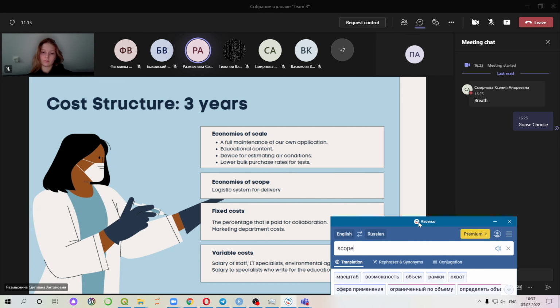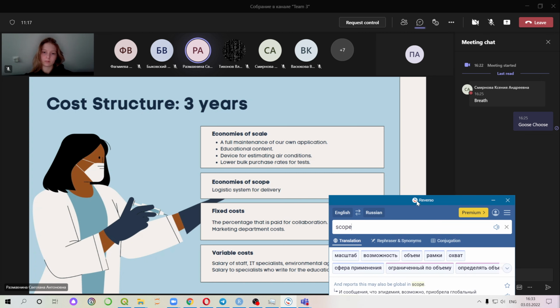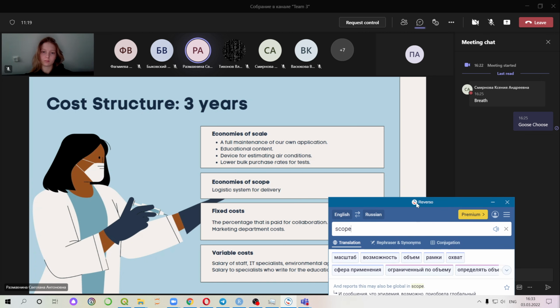It will be enough to publish articles occasionally. Device for estimating air condition. In the future, we plan to buy our own air condition meters or create or acquire some startups in this sphere.